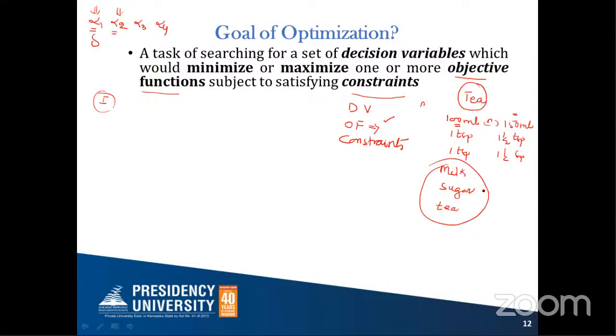Suppose if you are a diabetic patient, then your sugar limit is 0. If you use more sugar, then it will be 1.5 teaspoon. So that means every variable has some limits. What is the limit of milk here? The limit of milk is 100 ml to 150 ml. What is the limit of sugar here? 0 teaspoon to 1.5 teaspoons. What is the limit of tea here? Let us say 1 teaspoon to 1.5 teaspoon.